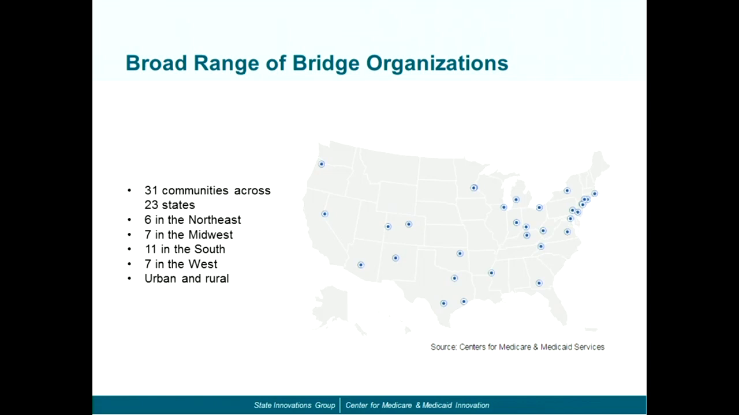I wanted to share a bit of a profile of the awardees that received the funding through the Accountable Health Communities model. As with everything, we have learned a lot from examining the performance and also the challenges that each of our awardees has faced. As you can see, we have quite a range of awardees. So at start of the model, there were 31 awarded communities across 23 states. And they were spread quite a bit geographically. We have representation in the Northeast, the Midwest, the South, the West. We had a mix of urban and rural communities, a mix of smaller and larger communities.